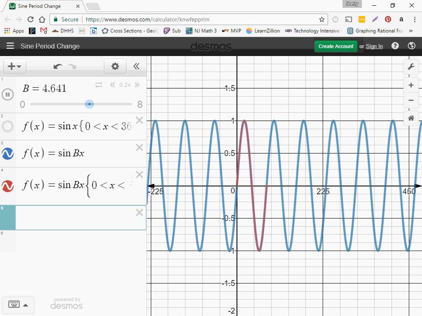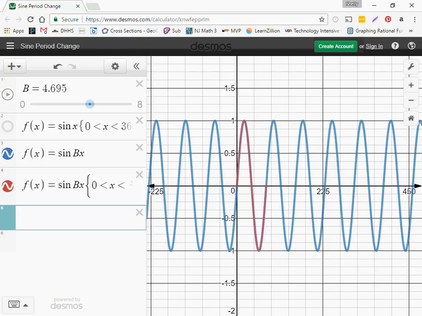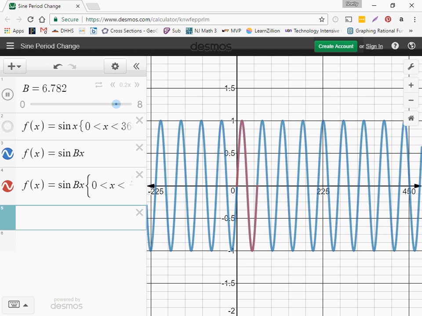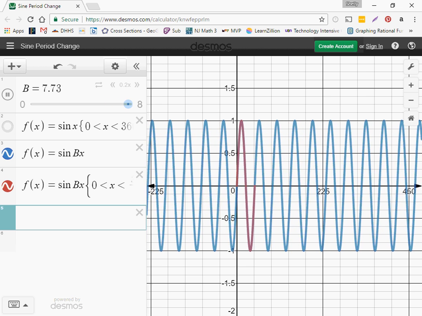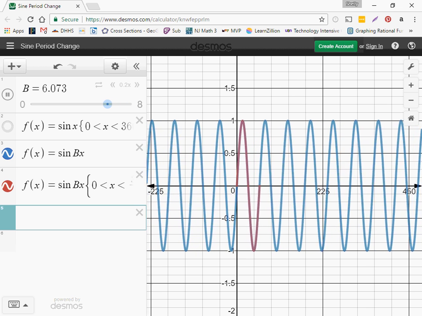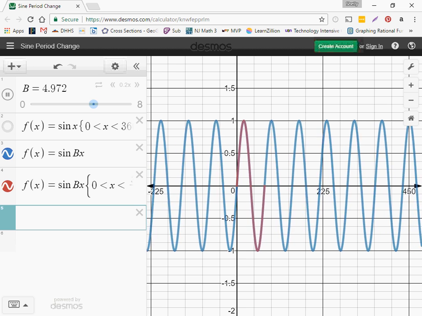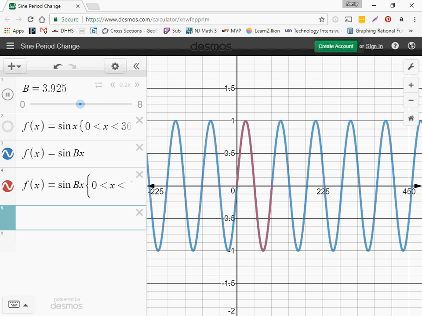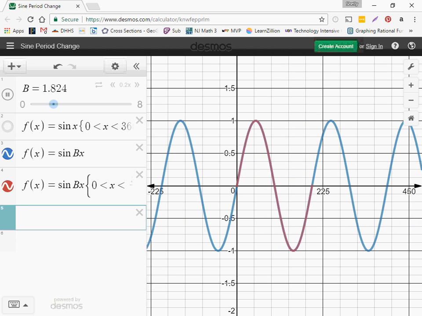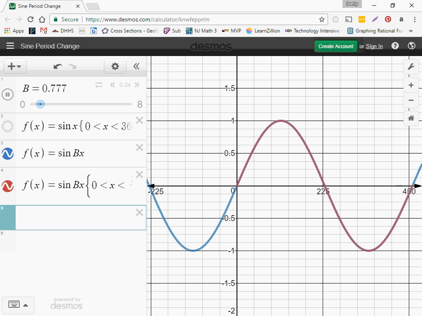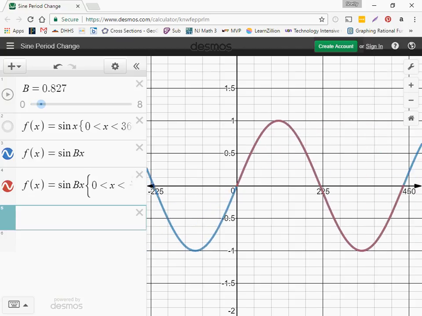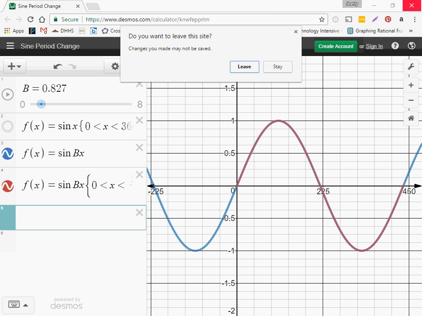Right now, b is 4.6. When we started, b was 1. So it looks like as b gets larger, the period is getting smaller. And now we're decreasing. So as b decreases, it's almost at 4 now. The smaller and smaller b gets, the longer and longer the period gets. And in fact, when we get less than 1, it starts stretching it out really, really long. So b affects the period of the graph.